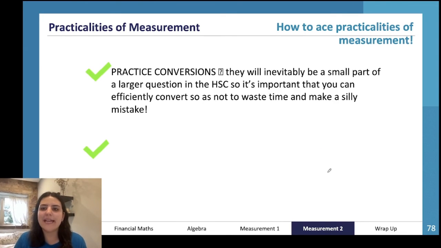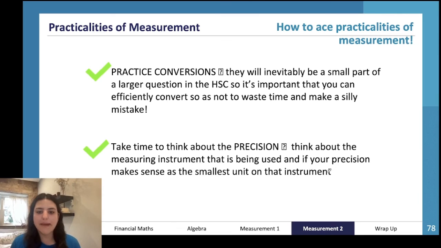Alrighty, so how to ace practicalities of measurement. Two things, practice those conversions. They will inevitably be a small part of the question, but they will be so important to getting the overall 7 marks. So make sure you know how to convert, don't waste time and make a silly mistake, practice those conversions over and over again. If you're looking for a little intro to your revision for the day, practicing conversions can be a really great way to do this. Just bust out 10 questions easily. You could honestly at this rate get AI or ChatGPT to write you practice conversion questions.